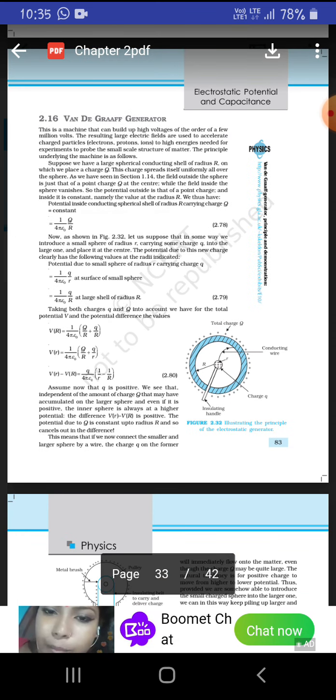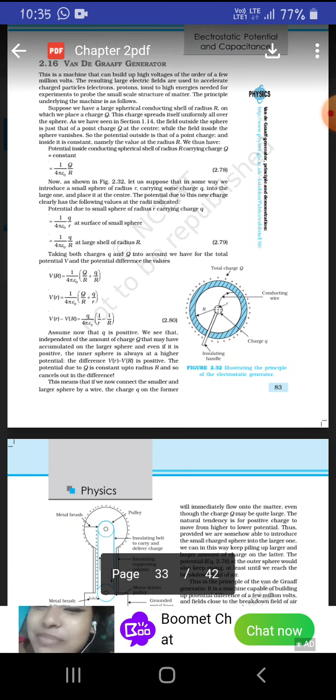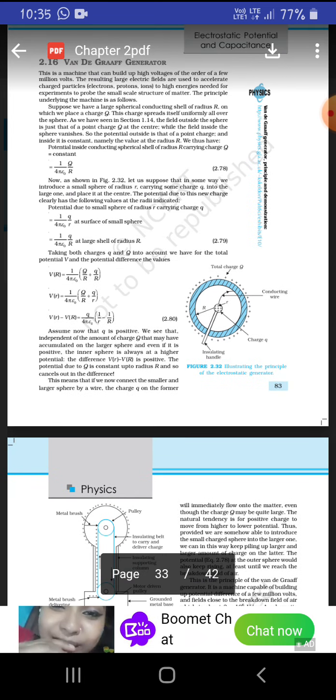When we take q by r and the smaller charge q by r, we get V of the small r minus V of the large R, which is q by 4 pi epsilon naught times (1 by small r minus 1 by capital R). This is the formula we get. And here you can see the illustration of the principle of the electrostatic generator.